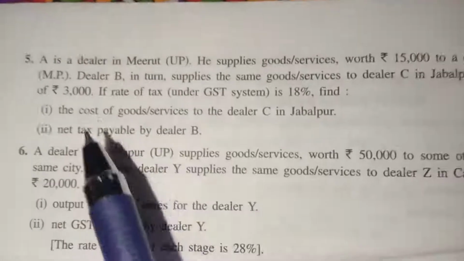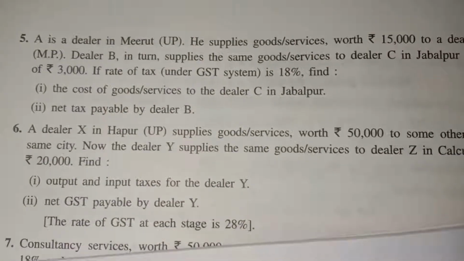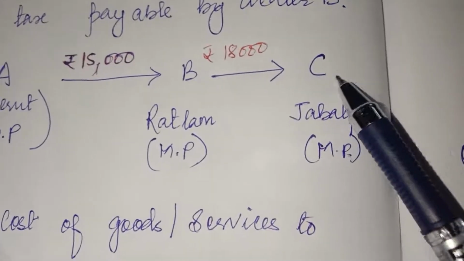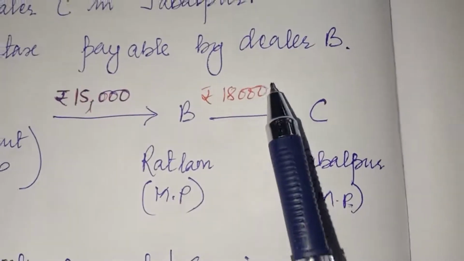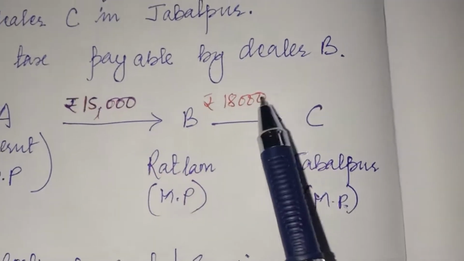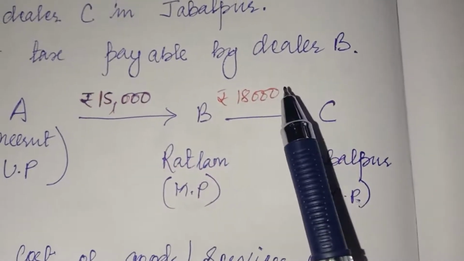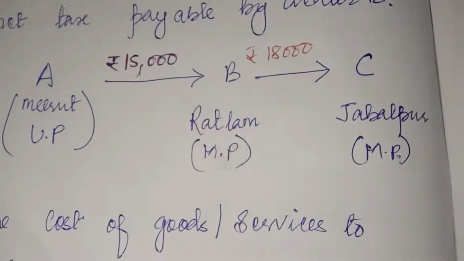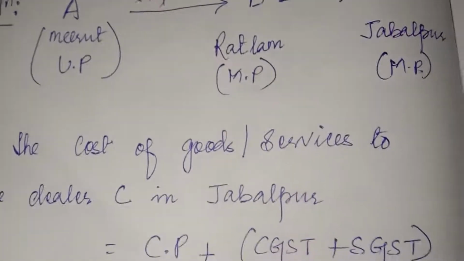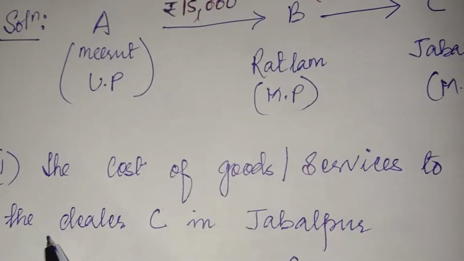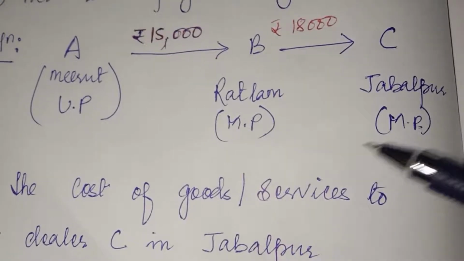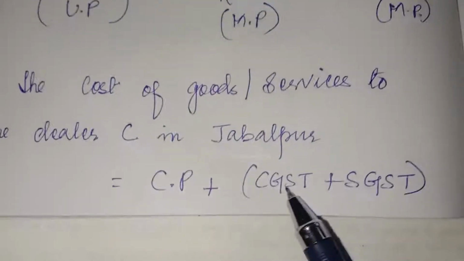So your first question is the cost of goods services to the dealer C in Jabalpur. So you have to find the total money paid by C who is in Jabalpur. So for him only cost price is this much, but he has to pay tax also, okay. This B will collect tax from C, so he has to pay tax to B, so that tax also we have to add. So the cost of goods services to the dealer C in Jabalpur is cost price plus, here this is intrastate transaction, so CGST plus SGST.